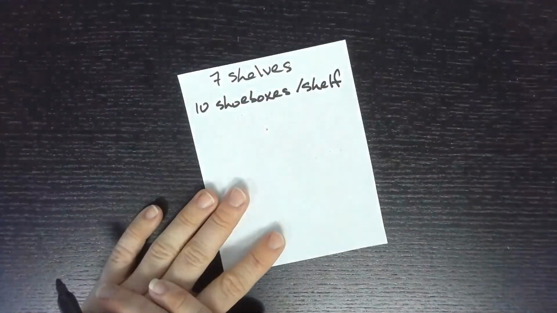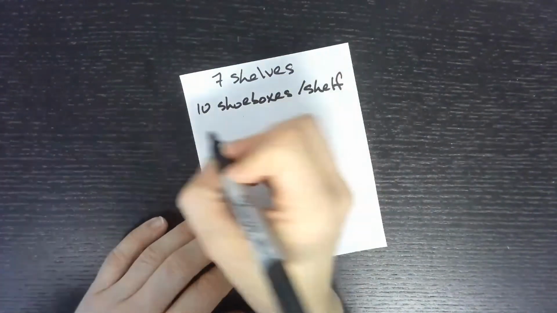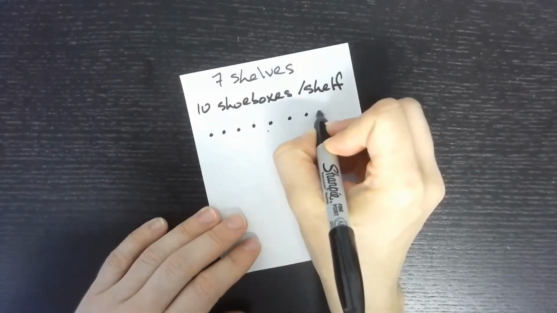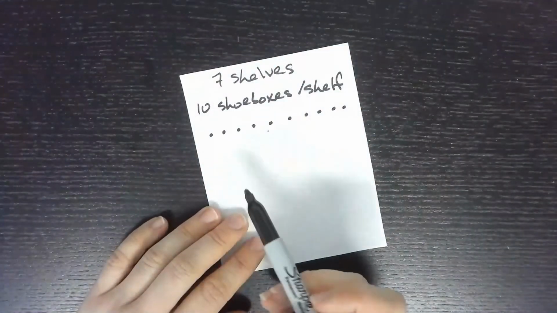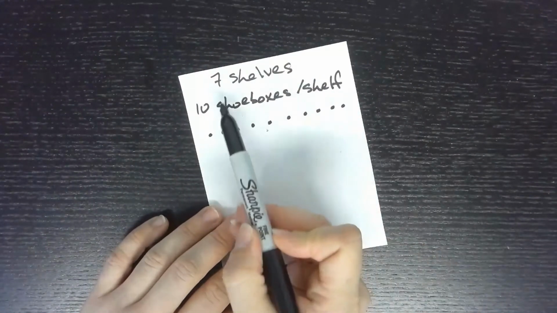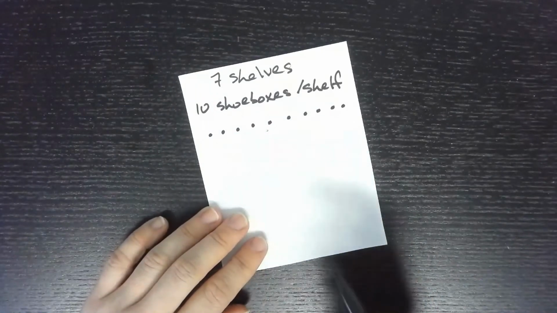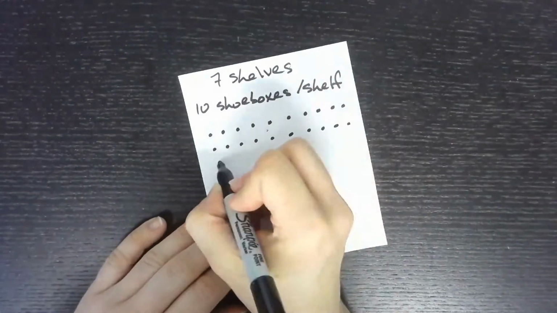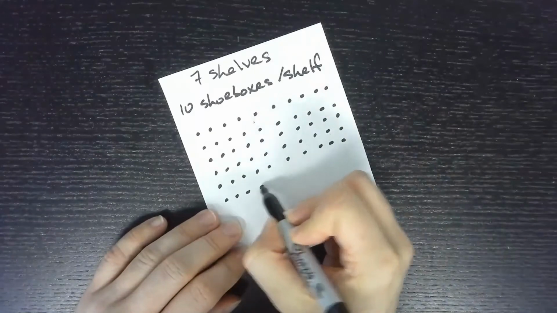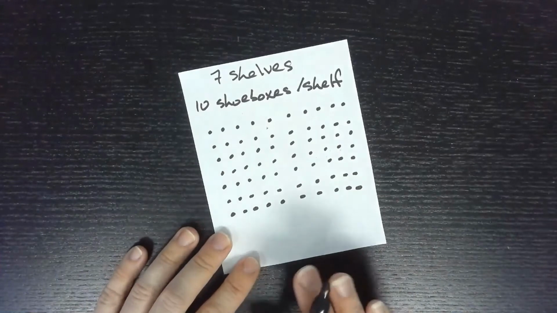I'm going to start by drawing the 10 shoe boxes on the first shelf. I will use dots to represent each shoe box. Now, you see I have 10 dots in this row. So I need to make sure I have 7 shelves. And I will show my next shoe boxes for shelves 2 through 7. Now my array is complete and I'm ready to solve.